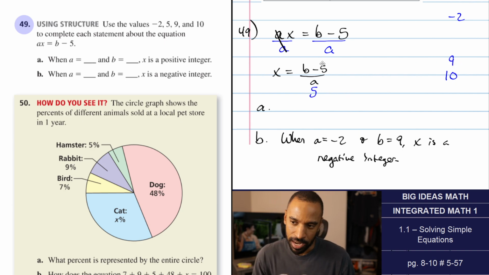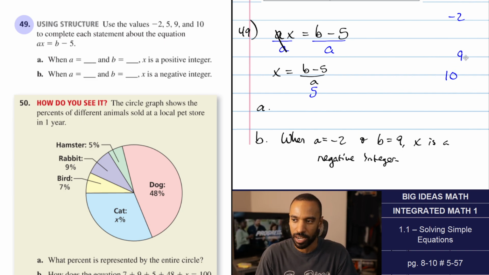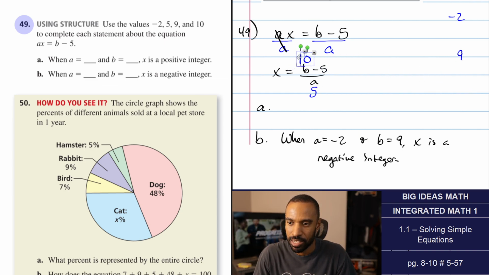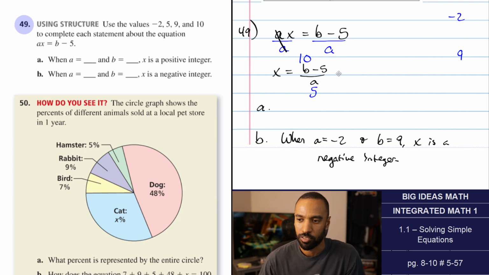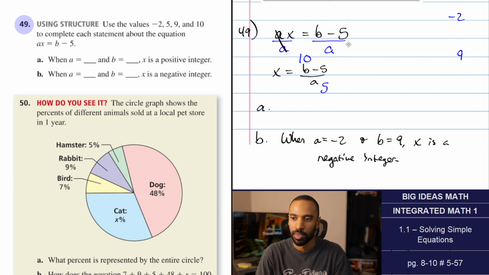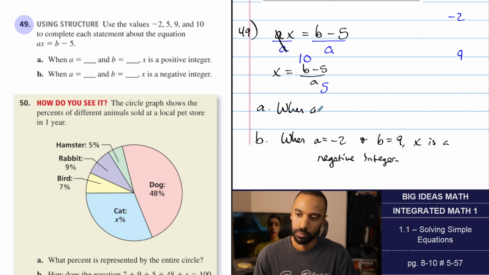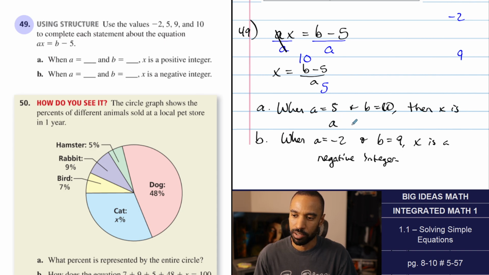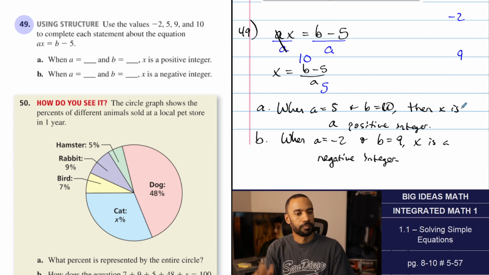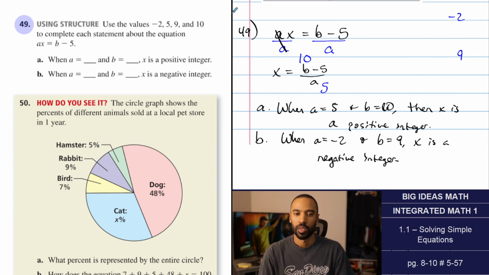If b was 9 again, 9 minus 5 is 4. 4 divided by 5 is not an integer. So b would have to be 10. 10 minus 5 is 5. And 5 divided by 5 is 1, which is a positive number. So when a is 5 and b equals 10, then x is a positive integer. So it kind of works backwards. That wasn't intentional. I just tried things until they worked. Okay. All right. There we go. Okay, number 50.